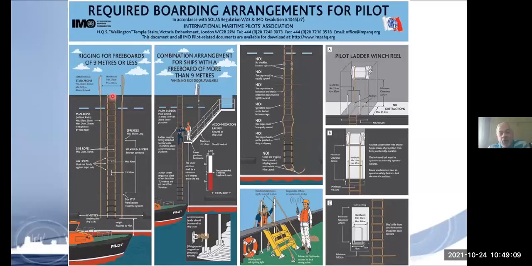The ship will lower a ladder, and these are requirements as per IMO, a boarding arrangement for the pilot. Okay, so this is a poster. Every ship will have this sort of poster, and this is the required boarding arrangement for the pilot. So this is a ladder which is made up of wooden steps and rubber steps. These are rubber steps and the top ones are wooden steps.